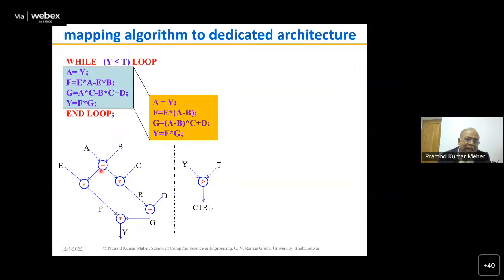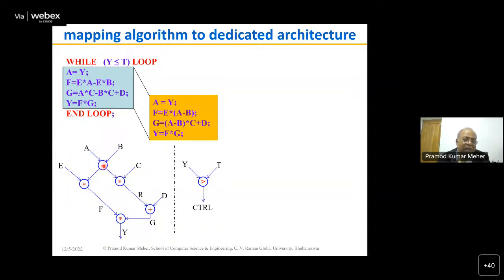Then we can represent it in a graphical manner. Graphically, we represent. So here your y is equal to a, and a minus b is done here by one subtractor. Then e is multiplied with the result of subtraction. That is, a minus b is multiplied by e, and a minus b is also multiplied by c and added with d, and finally the result of addition with d generates g, and on this side the result of multiplication generates f. They are multiplied together to get y. So this computation is now graphically represented by this one.